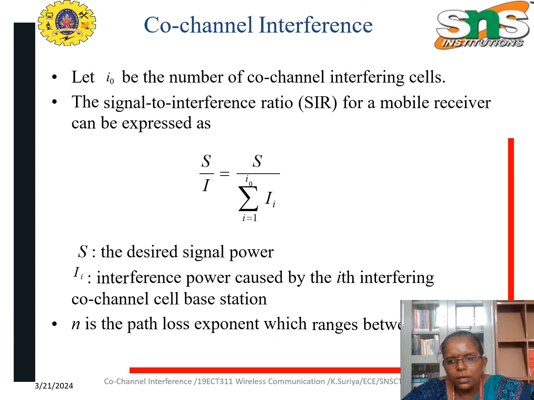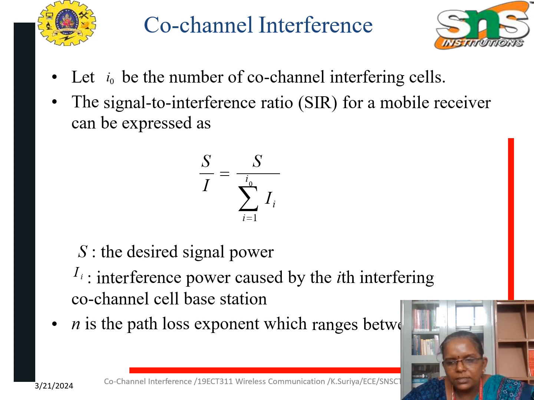So let I naught denote the number of co-channel interfering cells. As I said, normally the first tier of cells will cause more interference, where I naught will be equal to 6. So now let us see how to calculate the signal to interference ratio, which is given by S divided by the summation of I from i equal to 1 to I naught, I i.